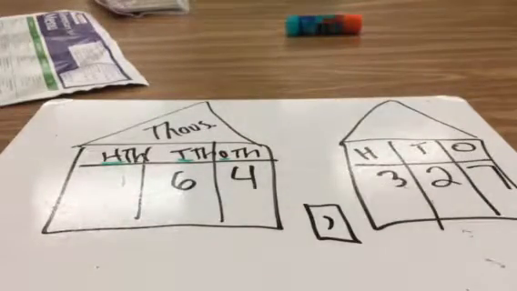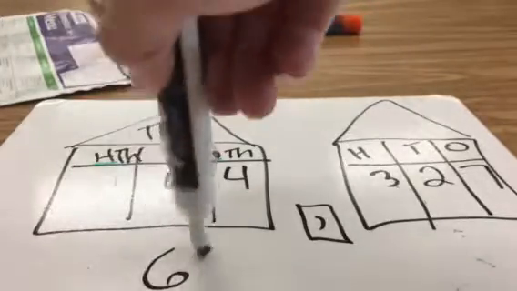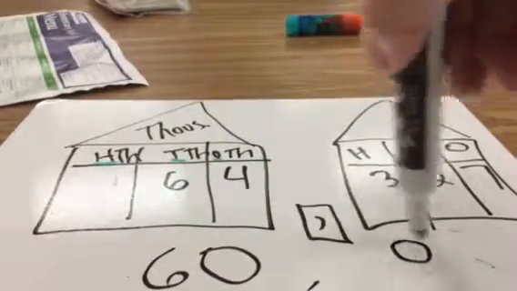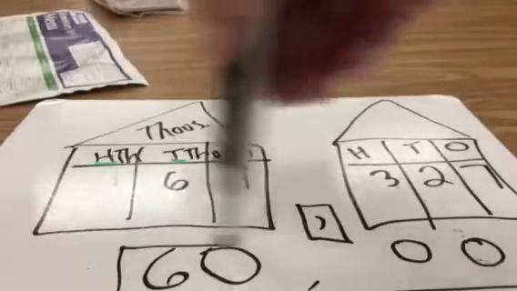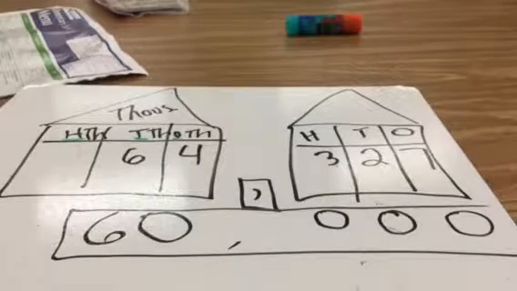64,327. So I see that the 6 is in the 10,000s place. So if I have 6 tens, that's 60, but because it's in the thousands house, it is 60,000. So my answer for number 1 is 60,000. Okay. Number 2 is a subtraction problem. So we have to make sure that we're circling where our bigger number is.